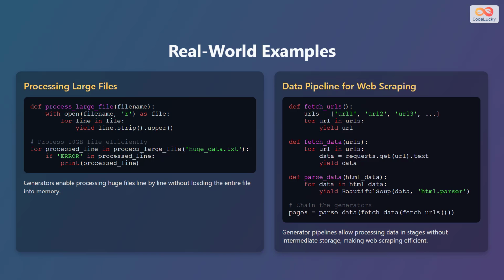The code chains the generators together. Pages is initialized with parseData, fetchData, and fetchURLs. Generator pipelines allow processing data in stages without intermediate storage, making web scraping efficient.